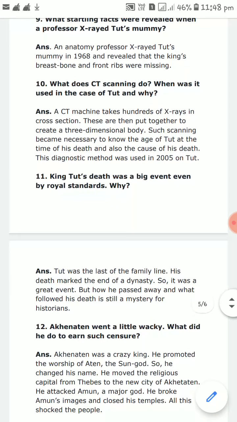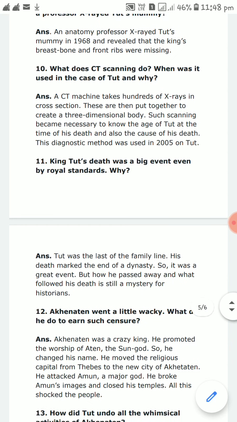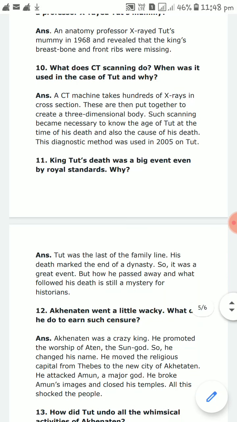Hello students, let me continue with the short question answer discussion from Discovering Tut. Question number 9, up to question number 9 I had discussed in my previous audio presentation. Now in this audio presentation I will discuss from question number 10.